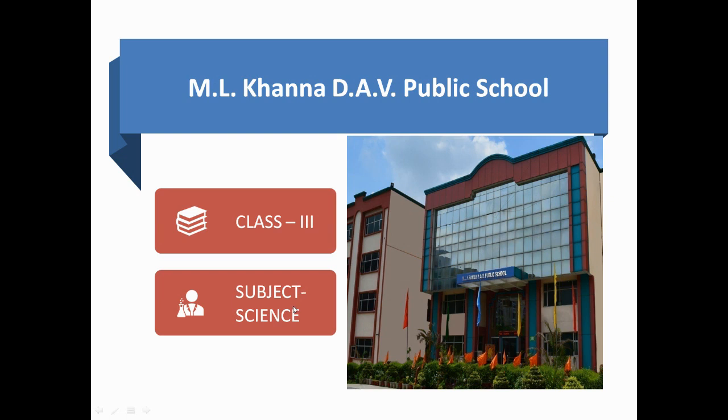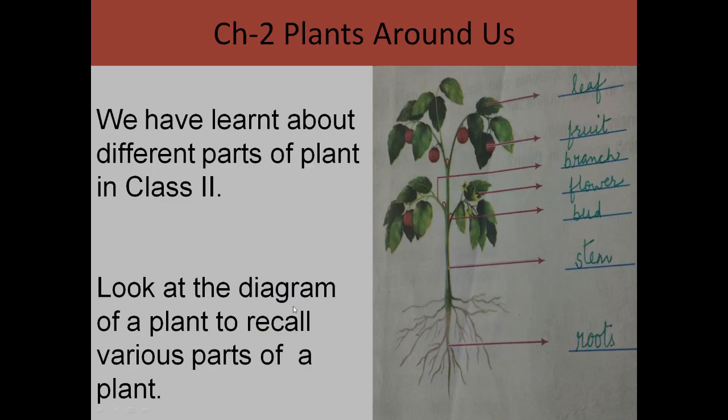In the previous chapter, we have studied that our body is made up of several parts. Each part of our body has its assigned job. Similar to our body, a plant also has several parts in its body. Dear children, today I will start chapter 2, Plants Around Us.